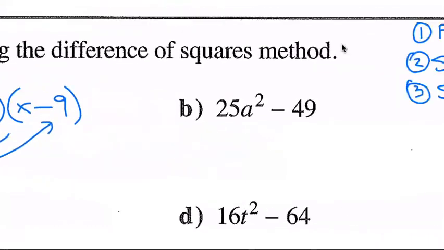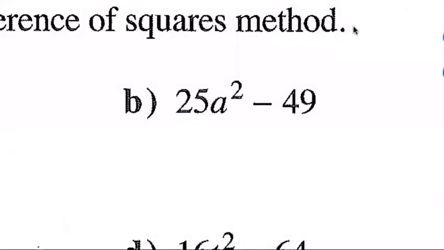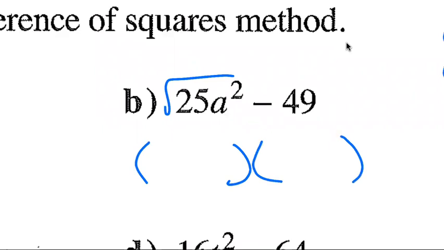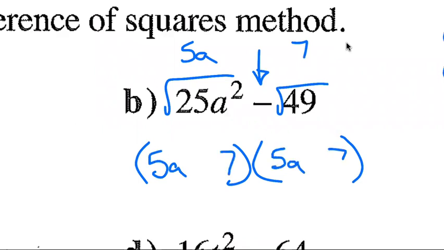Okay? Example B. Is 25a squared a perfect square? Yes, it is. Well, what is that square root? It's going to be 5a. So I can go straight to my brackets. Well, assuming this is going to work, okay? So that square rooted is going to be 5a. Is 49 a perfect square? Yes, it is. That's 7. Are they separated by a minus sign? Yes, they are. So now I'm going to go 5a, 5a, 7, 7, one's plus, one's minus. Done.